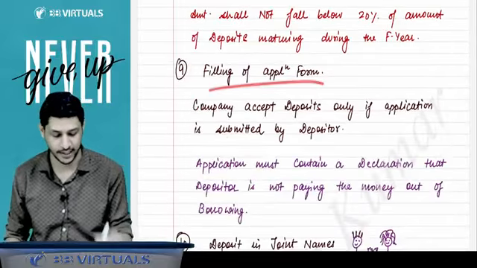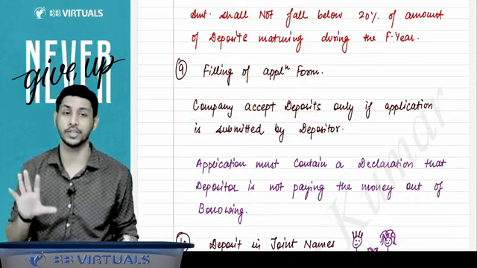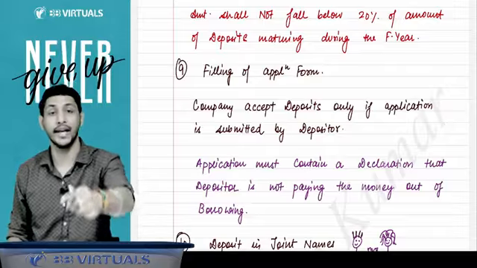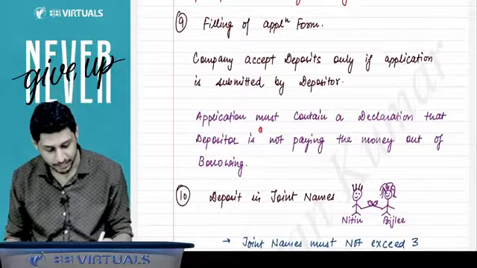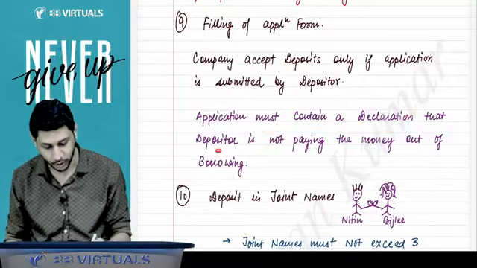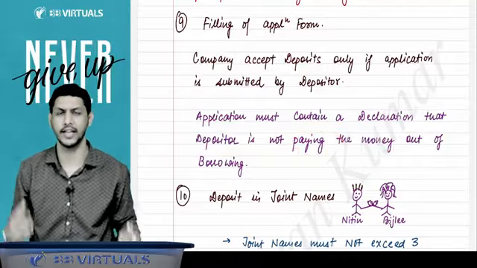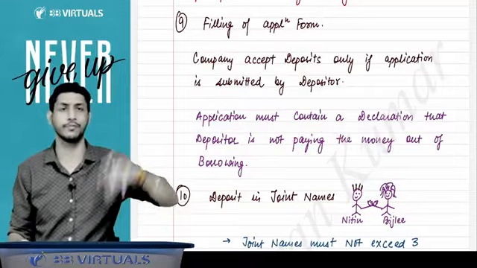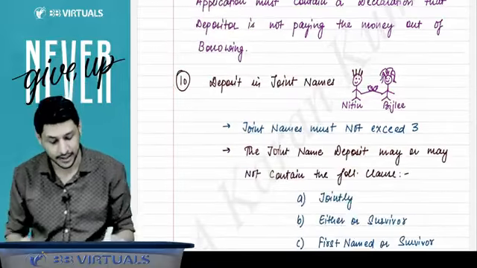Then, filing of the application form. The next rule is that whenever the company accepts a deposit, it can accept it only if the depositor applies through the application form, submitted by the depositor. The application must contain a declaration that the depositor is not paying the money out of borrowing. The depositor will declare that this is my own fund, I have not borrowed it from anywhere, and these are the funds I am giving to you.